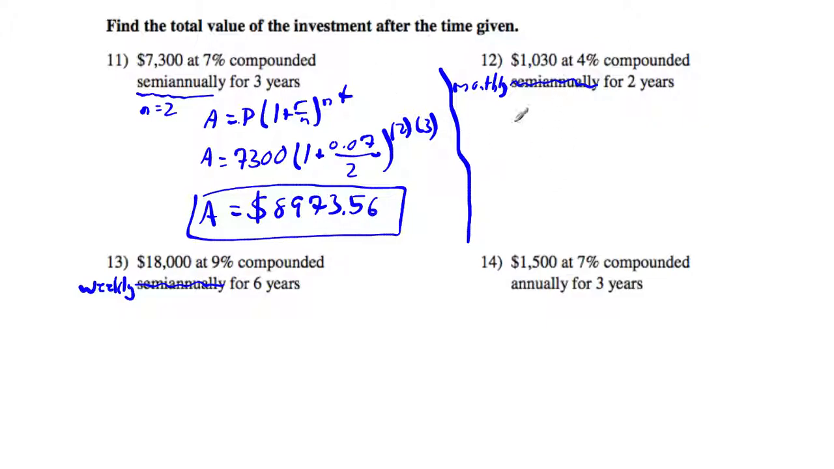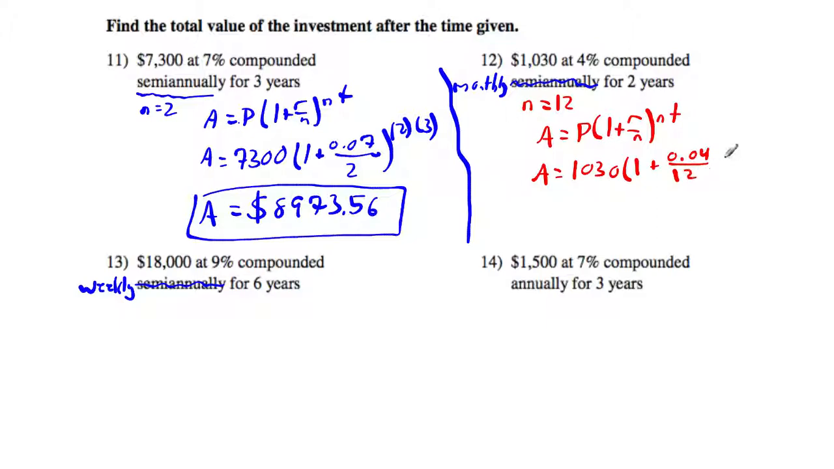But that's it. For this next one, we're compounding monthly, so that's going to be 12. So again, we use that same formula, P times 1 plus R over N to the NT. So the principal is 1030, 1 plus the rate, which is 0.04, over the N, which is 12, to the 2 times 12. Or maybe I could rewrite that as 12 times 2, so I don't confuse anybody. 12 times 2. 2 for 2 years, because that's what we're looking at after how long.